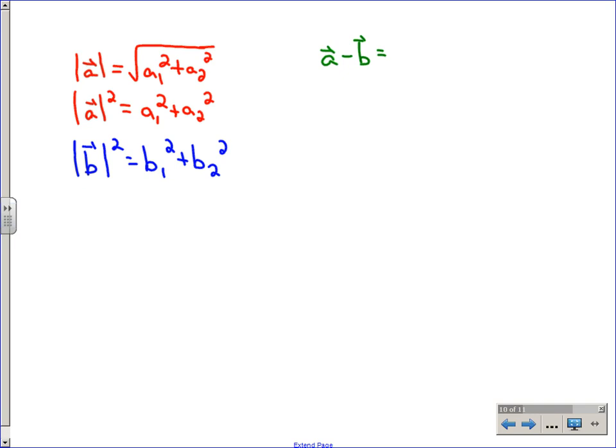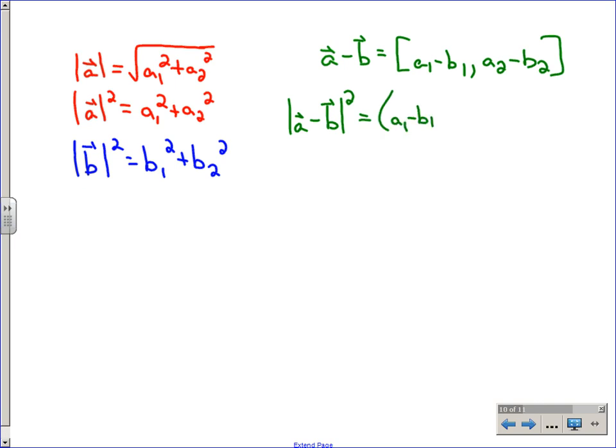Well, when we're doing subtraction, what we do is we go first component subtract first component, second component subtract second component, just like that. And then if I want to get the magnitude of it, in fact, I want to get the magnitude squared, right? The format looks just like it did for those two on the left. We take the first component and square it, and we take the second component and square it.